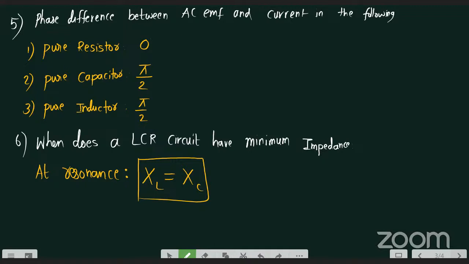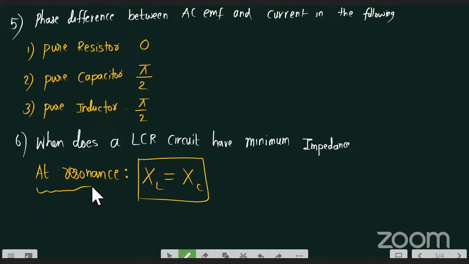And in case of pure inductor, the phase difference will become pi by 2. So what is the next question that we have discussed? We have discussed when does an LCR circuit have minimum impedance? What is the condition for that? At resonance, capacitive reactance will be equal to inductive reactance. And this condition is called the minimum impedance condition.